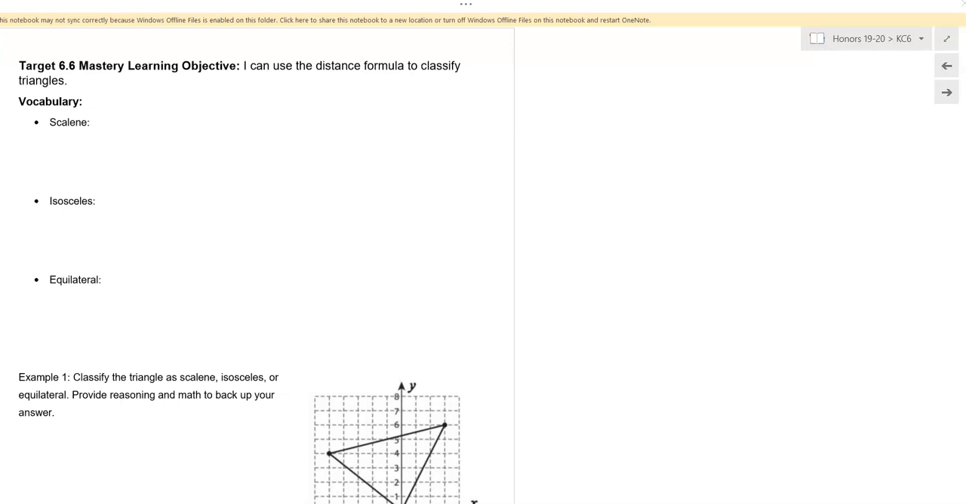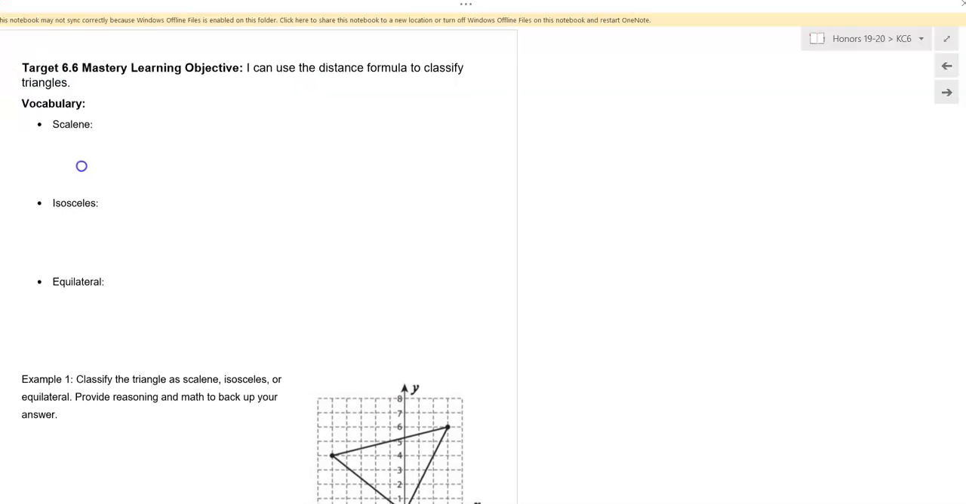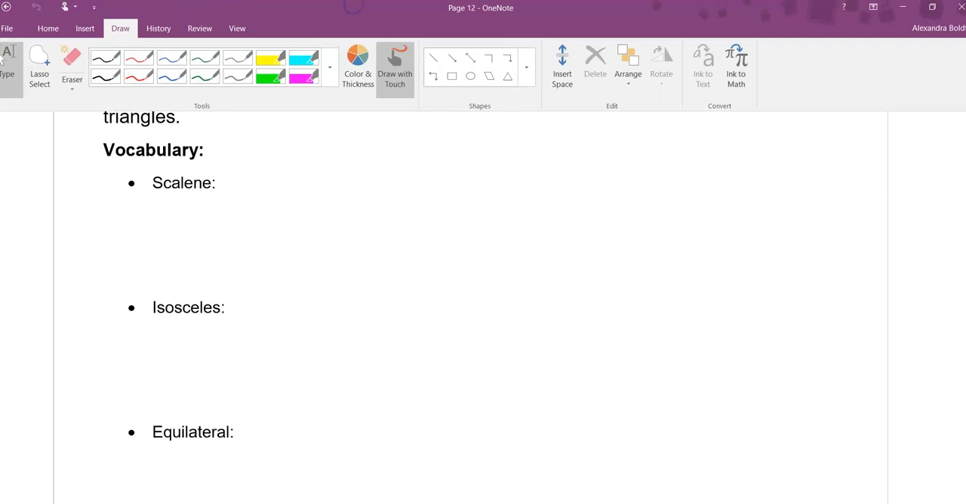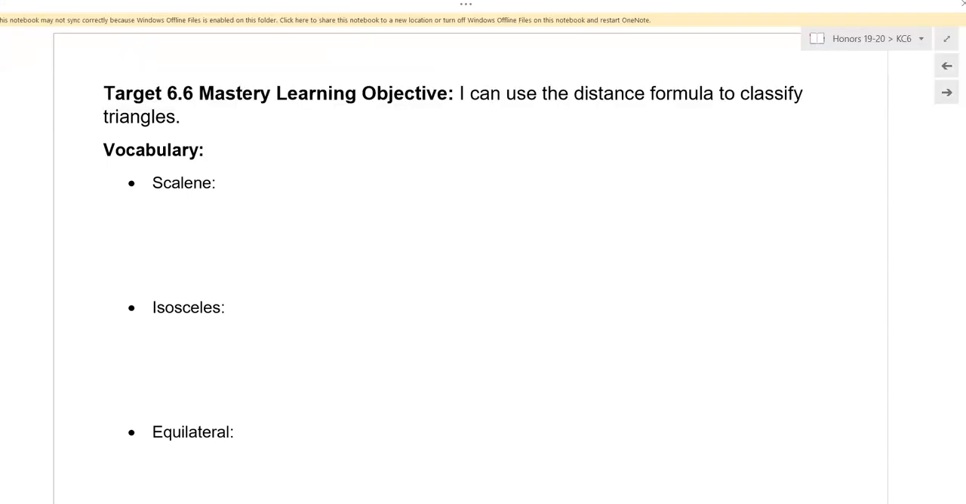Now looking at target 6.6, I can use the distance formula to classify triangles. Okay? So what does that mean? Well, we have three main different types of triangles that are classified by their sides. You could also classify triangles by angles, but we are not worrying about that this unit. So our three different types of triangles are scalene, isosceles, and equilateral, if we're classifying by their sides.